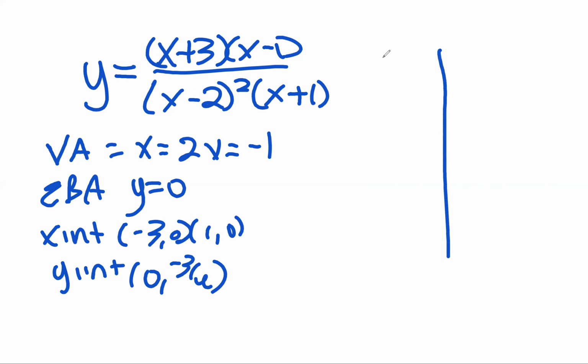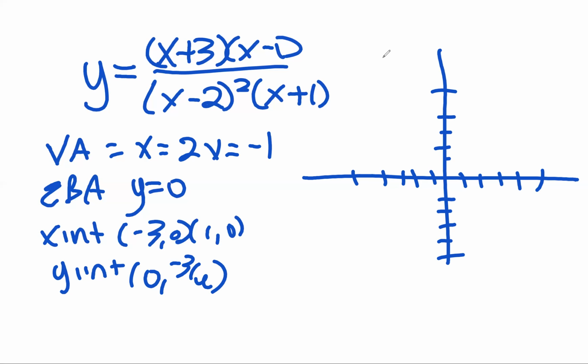So if I start thinking about the information that I have for this, I know that at 2, there's a vertical asymptote. -1 is a vertical asymptote. 0 is a horizontal asymptote. And there is an x-intercept at (-3, 0) and at (1, 0). And there is a y-intercept at (0, -3/4).